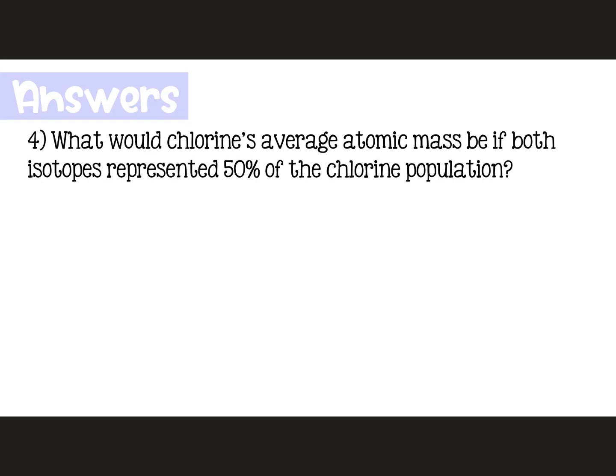Now for example 4, what would chlorine's average atomic mass be if both isotopes represented 50% of the chlorine population? Well, if each isotope were represented equally, that would mean that the average would be calculated as a standard average. This would come out to 36. So it would be 35 plus 37 divided by 2 would give you 36 AMU.